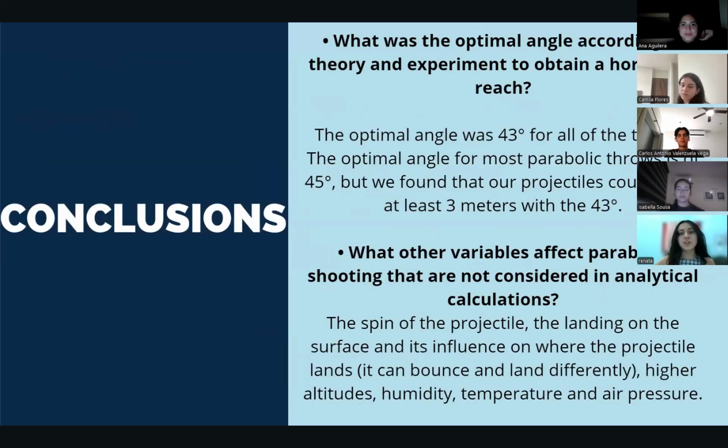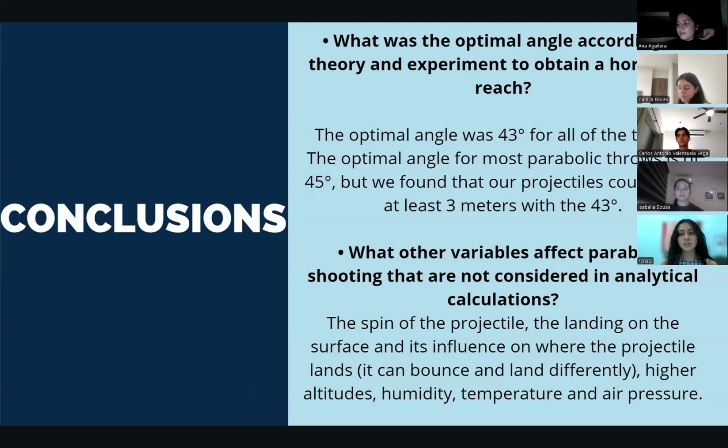Our conclusions. What was the optimal angle according to theory and experiment to obtain a horizontal reach? In theory, the best angle to take a parabolic throw is 45 degrees, but we found out that a projectile could reach at least 3 meters with the 43 degree angle that we used, which is the distance that we had as a goal.